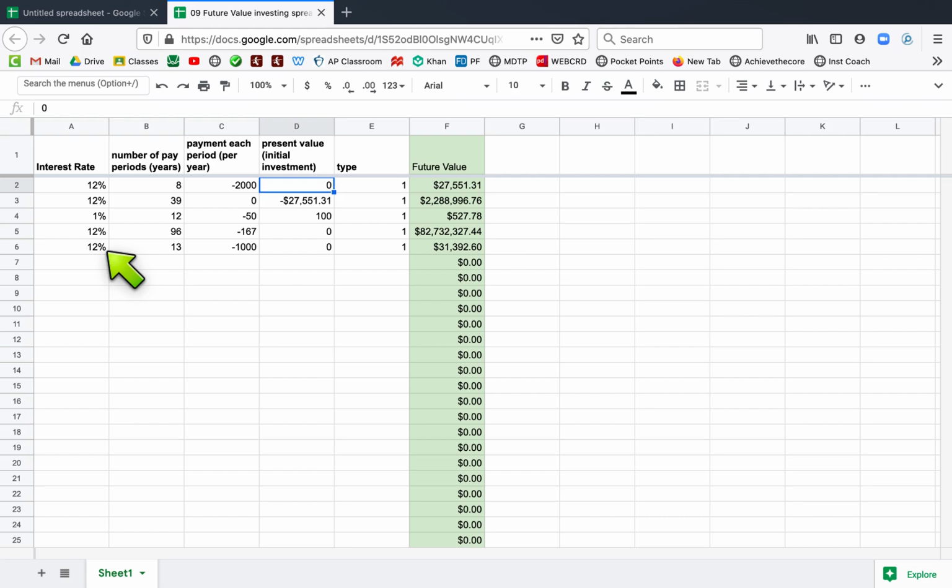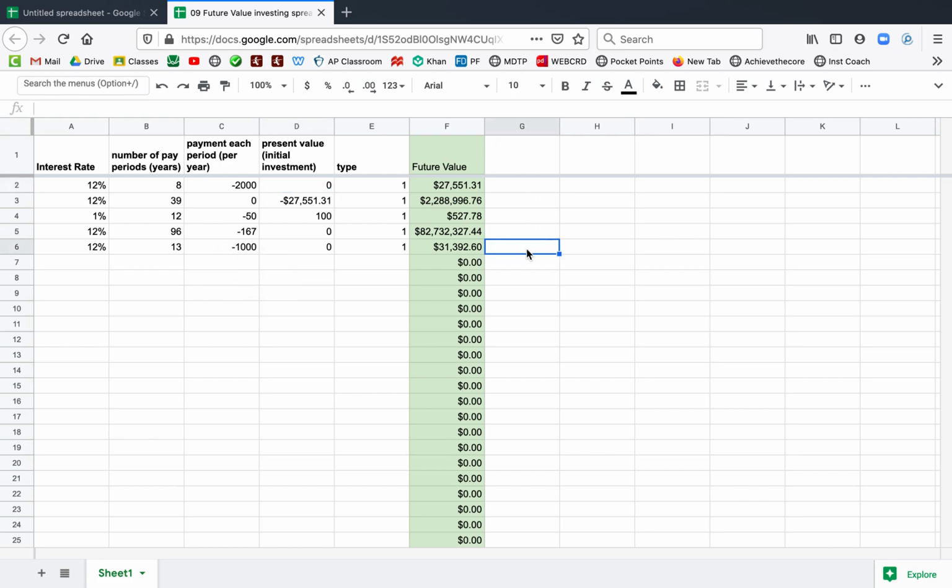Okay, so for example, this last one, we're starting off with a zero amount in our account, and we are putting $1,000 in it a year, and you're waiting 13 years, and the rate is at 12%. So if you do that, at the end of 13 years, that money will be up to $31,392.60. And actually, just for fun, let's add some other stuff to that, because it's fun to see how much money we actually put into it. Actually, let's just put it in right now.